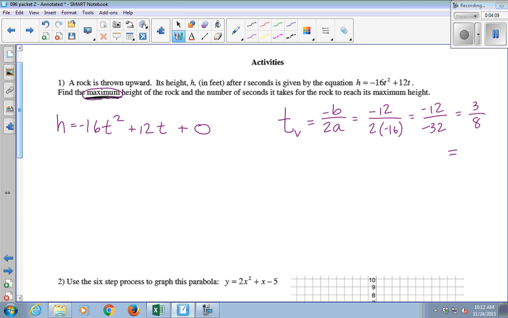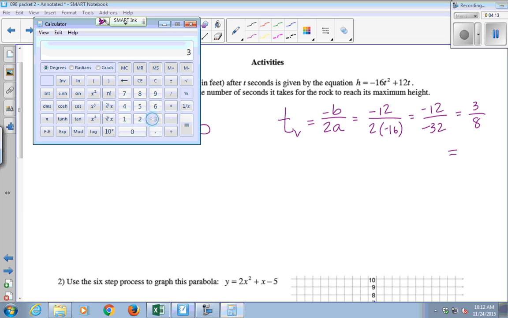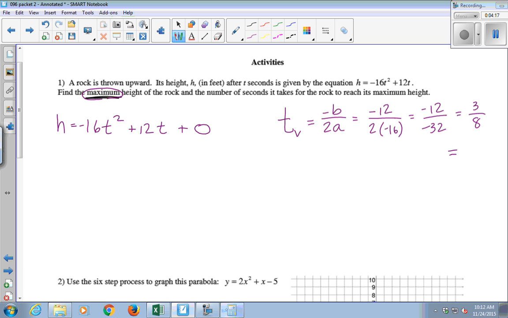I don't think that's right. I'll use a calculator. 0.375. Right, and that's a t value, which means it would be in seconds. So that is the time it takes for that rock that I threw to hit its maximum height. Right? So I know that after 3/8 of a second, my rock will be at its maximum height.